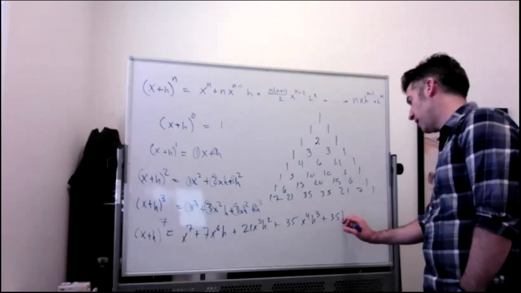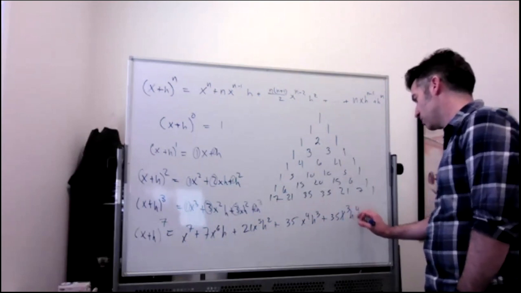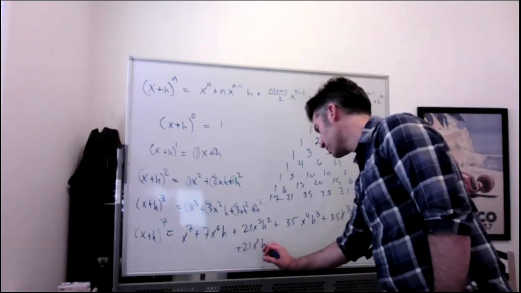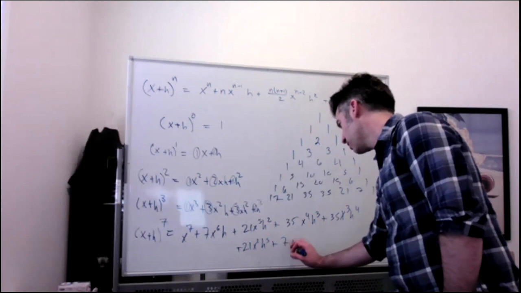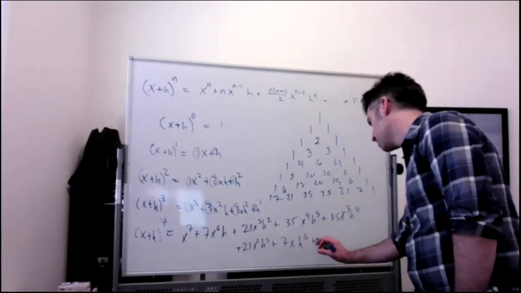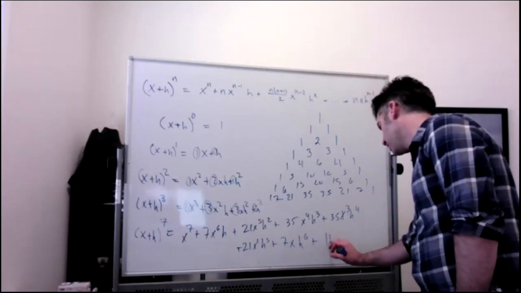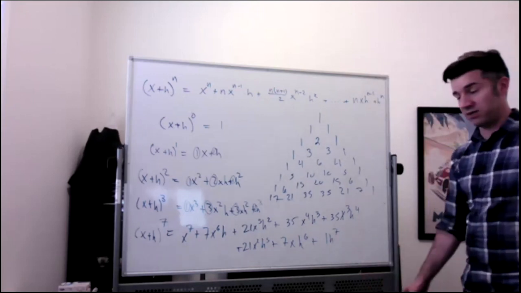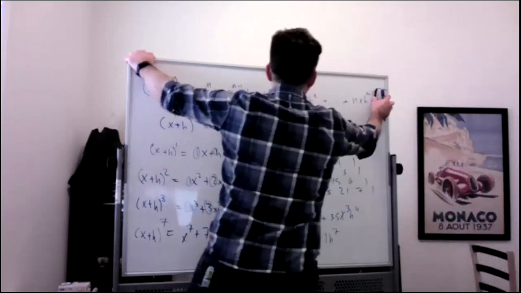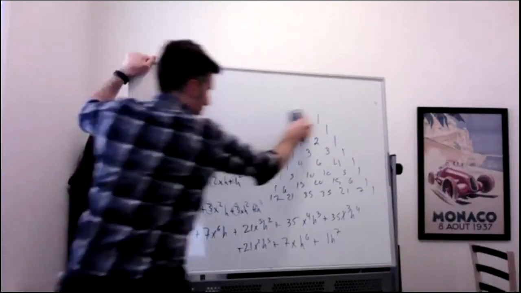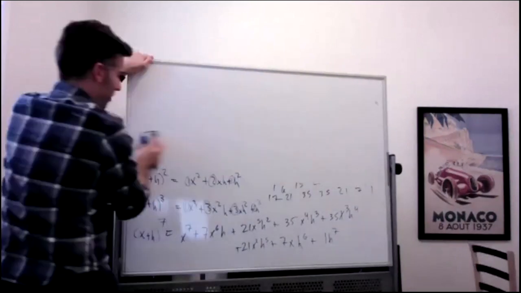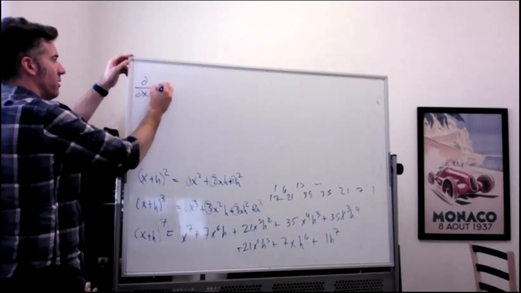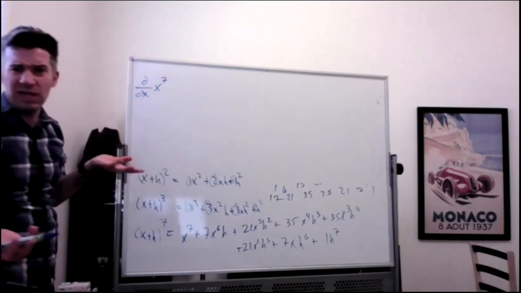Now, here's what ends up happening with this. This one's too long. I picked too big a number. Oh well. 21x squared h to the 5th plus 7x h to the 6th plus 1 h to the 7th. So let's say I wanted to use this to find the derivative of x to the 7th. Well, I'm not really going to do it. I'm going to kind of do it. I'm really just going to talk it out. So let's say I wanted to find the derivative of x to the 7th using the limit definition. We already know what the answer is going to be.